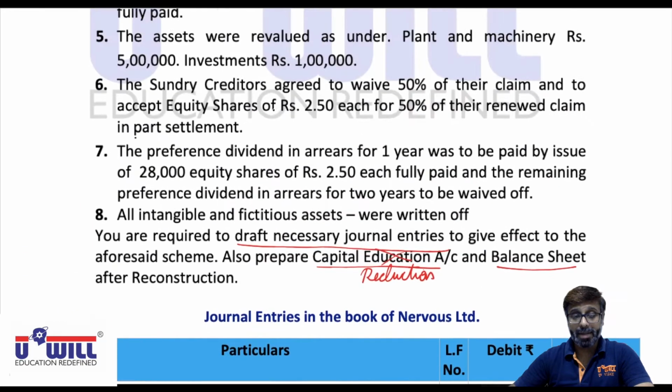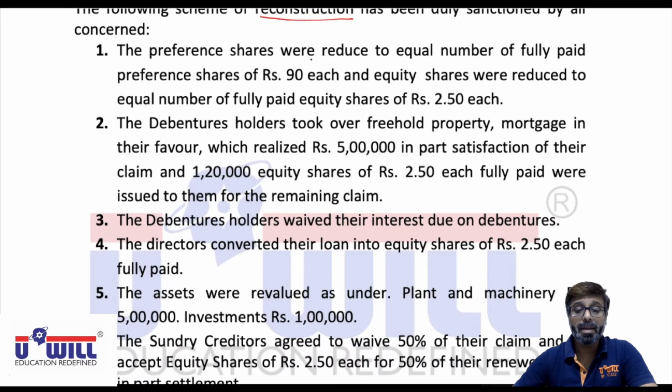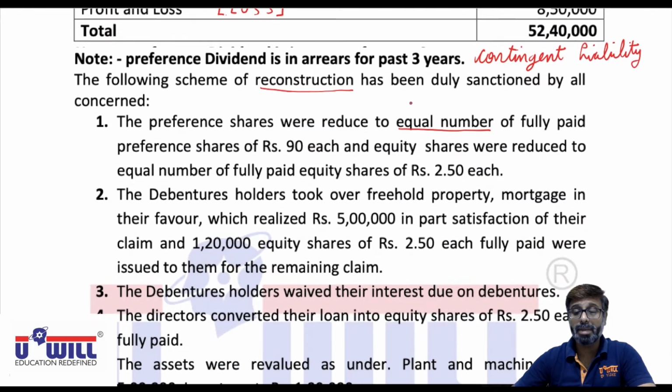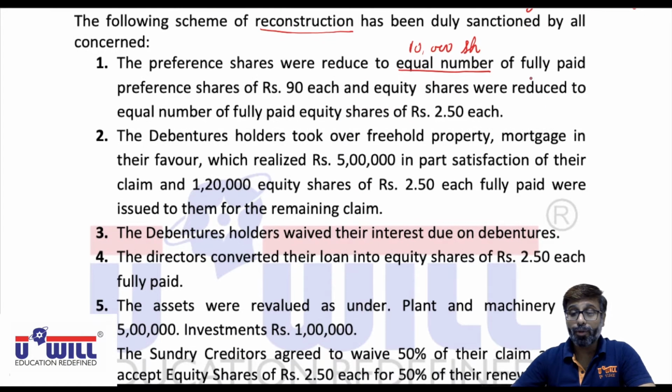I hope everyone has done the format. Look at it. First adjustment. The preference shares were reduced to equal number. Equal number means earlier we have 10,000 preference shares, so equal number means 10,000 preference shares only. But fully paid up preference shares of rupees 90 each. Fully paid, 90 each. It's not partly paid. This makes a difference. If it is partly paid, they are not changing the face value. Face value they are keeping 100 only. This we had done in the last question.